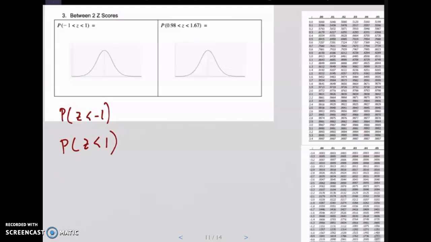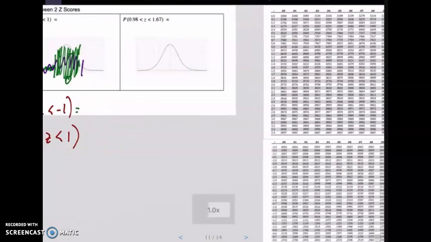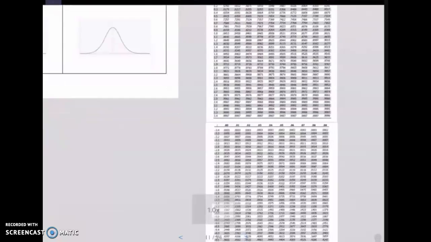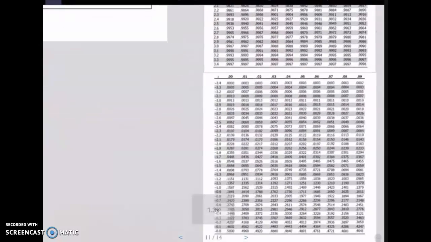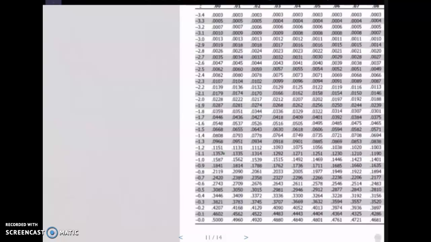So less than negative 1, 0 is my mean, 1 is my standard deviation. Less than negative 1 is going to be right here. Less than 1 is going to be right here. So when I subtract the two, I'm left with just the middle part, which is what I want. So let's find the probability that z is less than negative 1. So I go here, negative 1.00 is going to be about 0.1587.